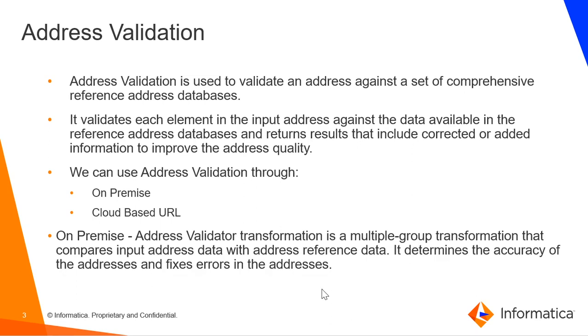Address validation is an Informatica feature which is used to validate an input address against a set of comprehensive reference address databases. It takes an address as an input and will provide the degree of accuracy of that address when compared against the reference databases. We can use address validation through the on-premise address validator transformation or through the cloud-based URL. Address validator transformation is a multi-group transformation which takes an address as an input and will output the valid address along with match codes and resolution codes, determining the accuracy of that address.